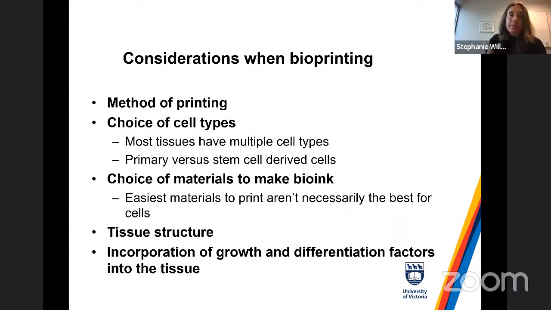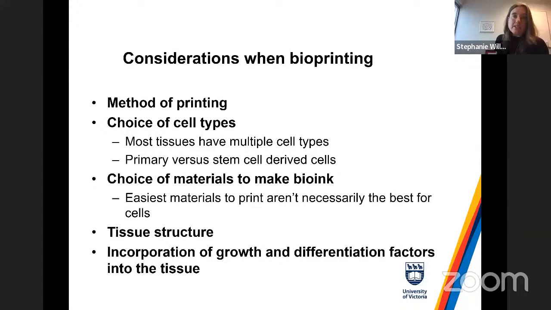So things to think about when you want to bioprint. One is the method of printing. As I said, we've been really lucky in my lab because we've got a number of different bioprinters. So are you using an extrusion system? Are you going to need a photopolymerizable bioink? And so those are all things to consider. What resolution can your printer print? What kind of structure can it print?